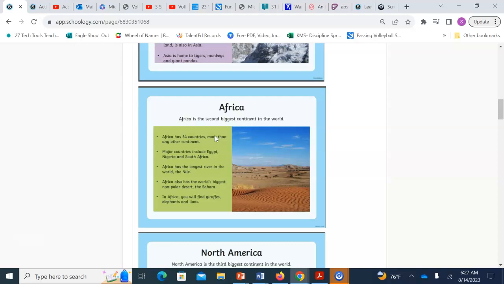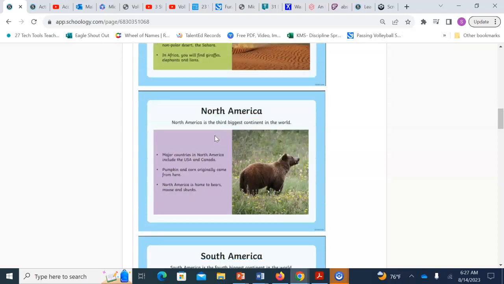That's actually in the eastern part of Africa. It has the biggest desert that's non-polar. It's a hot desert. That's the Sahara. And you're going to find animals like giraffes, elephants, and lions. They like to live in the savannas of Africa.